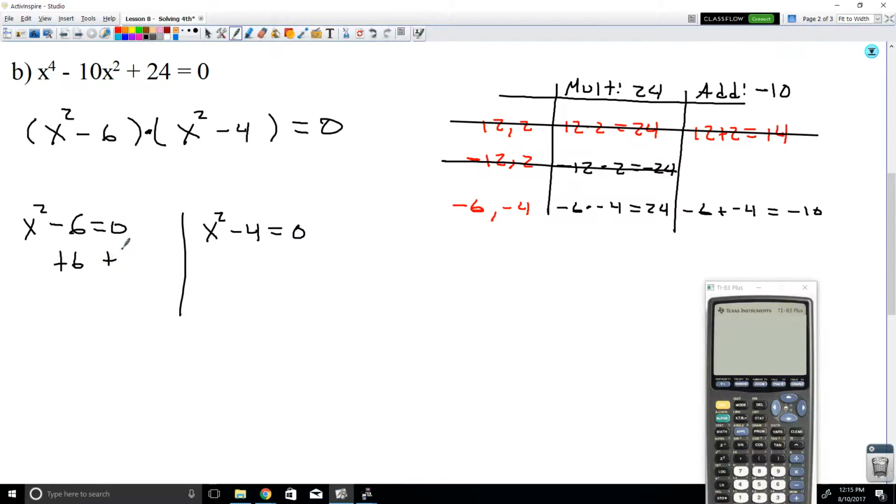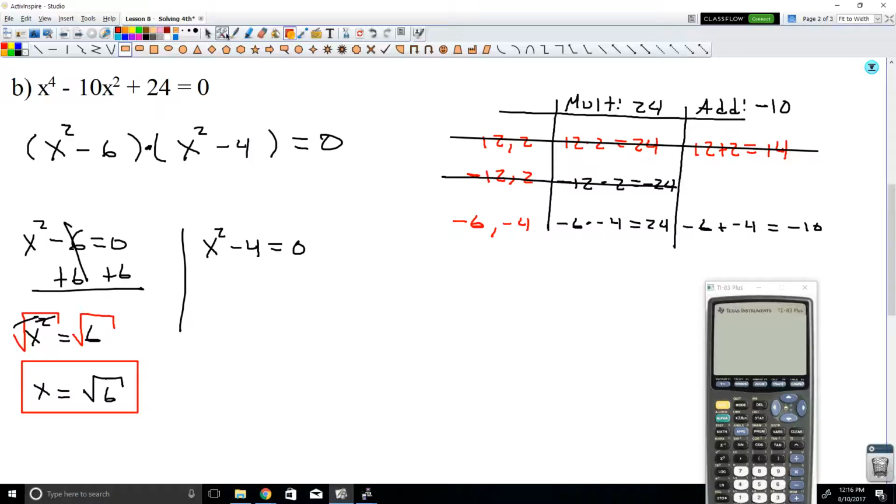Plus 6. So now we have x squared equals 6. And again, you want to solve, so you want to get x by itself. To cancel that second exponent, you take the square root of both sides. This is good, cancels out. So now we have x equals the square root of 6, which is not a perfect square, so we're just going to leave it as that. So this is a solution.